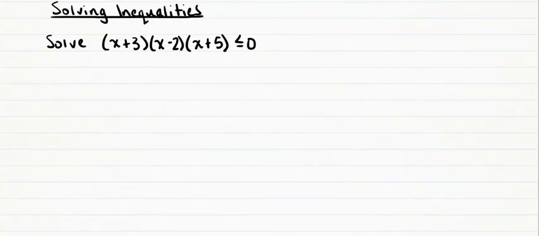Hello, this video is going to go through an example of solving a polynomial inequality. When solving a polynomial inequality such as this one, there's two things that you want to make sure are done first before you really get into the steps of solving. So the first thing is you want to make sure that the inequality is rearranged so that one side of the inequality is 0. In this case, that's already done.